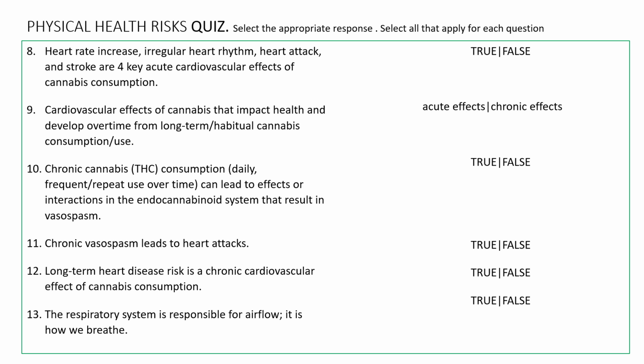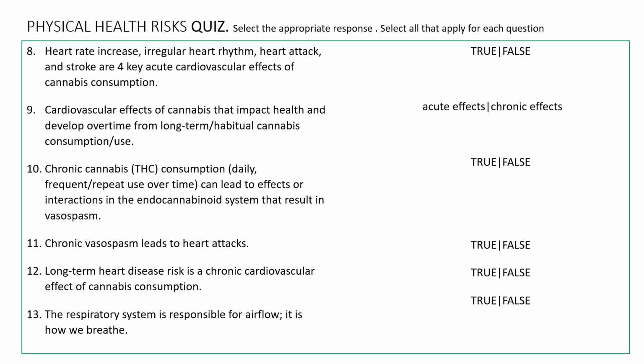Acute effects or chronic effects? Chronic cardiovascular effects. Chronic cardiovascular effects of cannabis impact health and develop over time from long-term habitual cannabis consumption. Number 10. Chronic cannabis, THC consumption, daily, frequent, or repeat use over time can lead to effects or interactions in the endocannabinoid system that result in vasospasm. Chronic, true or false? True.